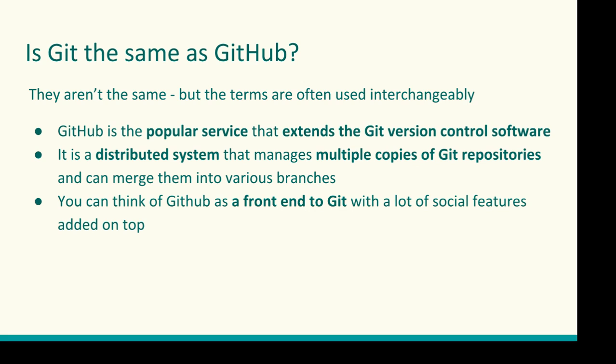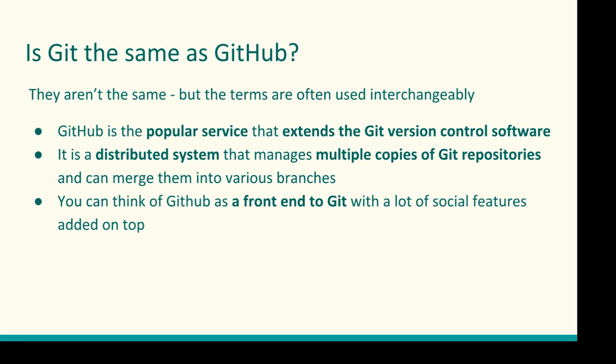So Git and GitHub aren't the same thing, but a lot of times those terms are used interchangeably. So I'll talk about Git, I'll say Git, and I might mean GitHub. And I might say GitHub, and I mean Git. And other people will do the same thing. So they mean two different things, but they're used interchangeably, those terms. So GitHub is the popular service that extends Git, the version control software. Git is the version control software.